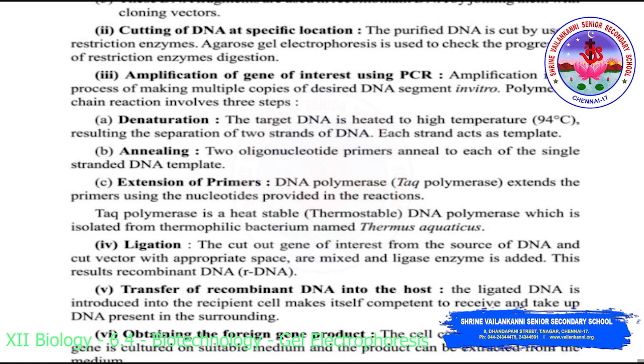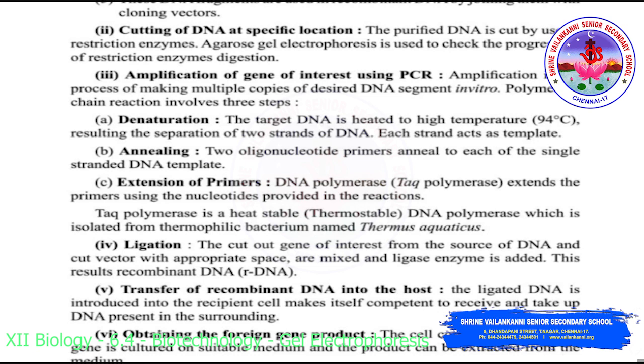Polymerase chain reaction involves three steps. They are denaturation, annealing and extension of primers. First we proceed with denaturation. The target DNA is heated to a high temperature, that is 94 degrees Celsius, resulting in the separation of the two strands of DNA, and each strand acts as a template.